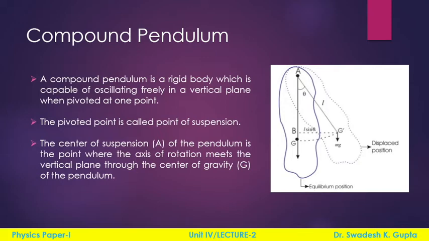The compound pendulum is not like some particle suspended from a string, but it can be any body which is capable of oscillating freely in a vertical plane when it is suspended at some point. Here it is suspended at point A, which is called the point of suspension. Now there is the center of suspension, which is the point where the axis of rotation meets the vertical plane through the center of gravity of the pendulum.